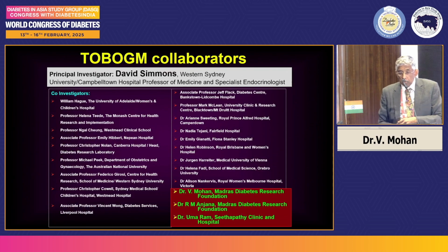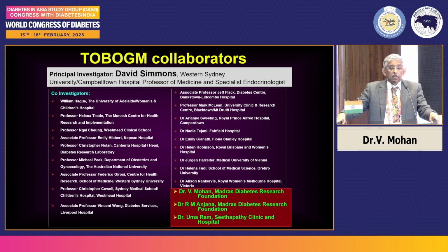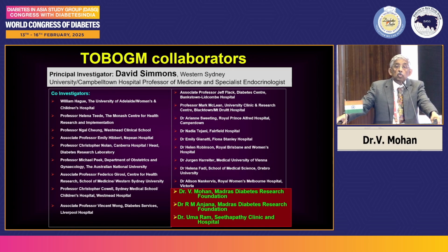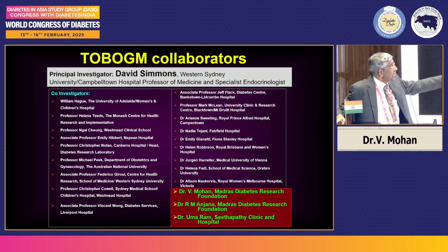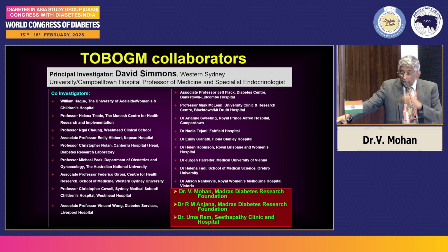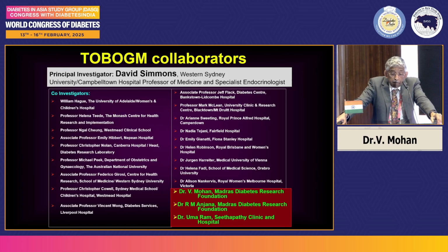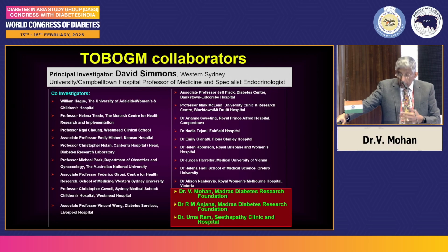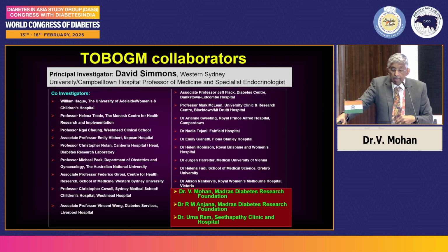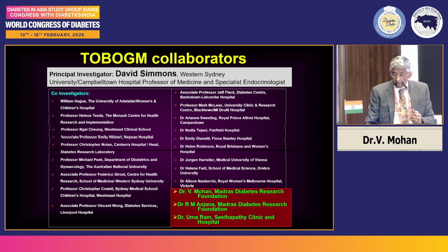Just to show you the TOBOGGAN investigators, this is led by the famous David Simmons, who also did the HAPO study, and most of the centers are from Australia, but we have Helena Teede, who is here. You might have met her in the inaugural function. She also referred to the study. She is very much part of this. And then we have also Sweden, Austria, Vienna and India participating in the study.